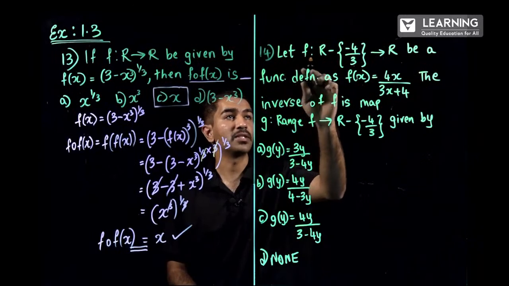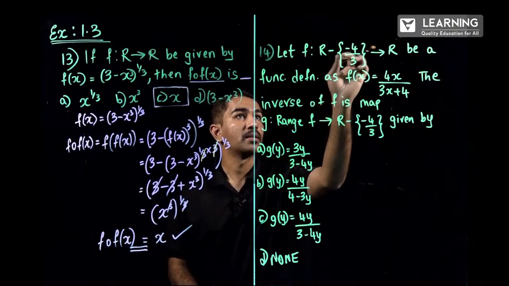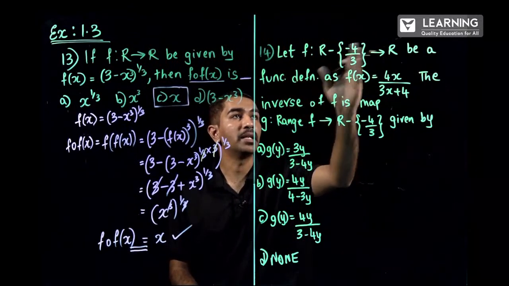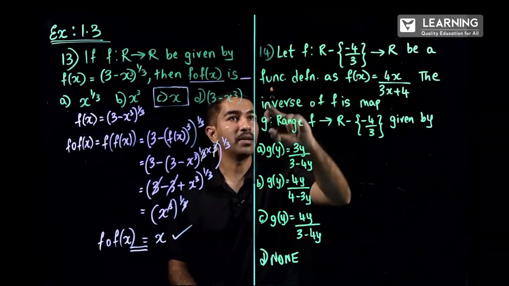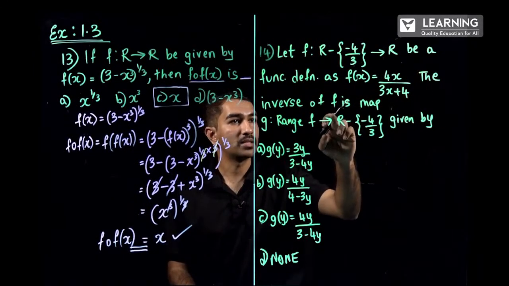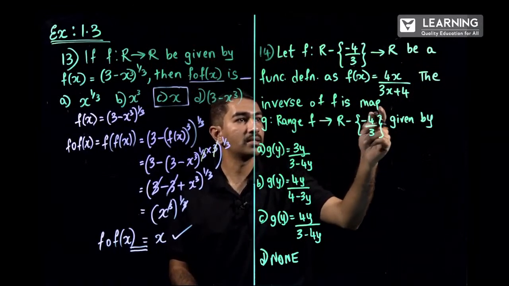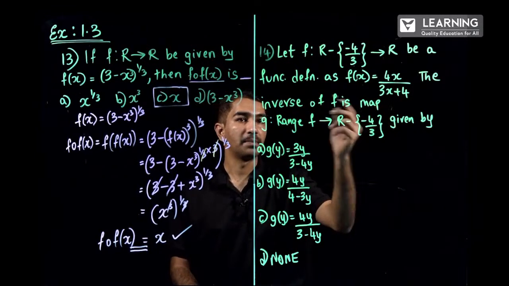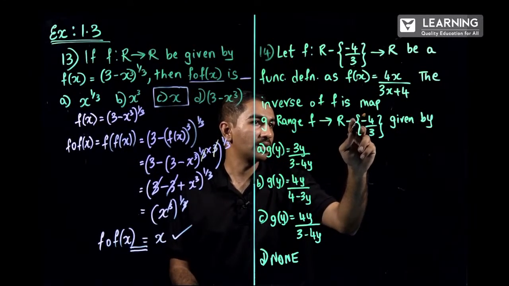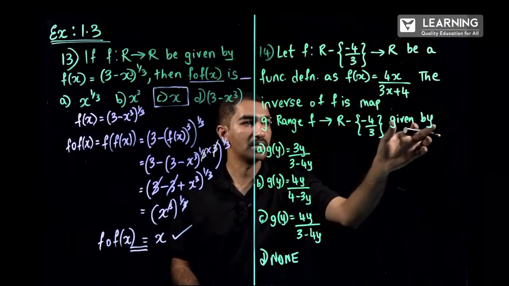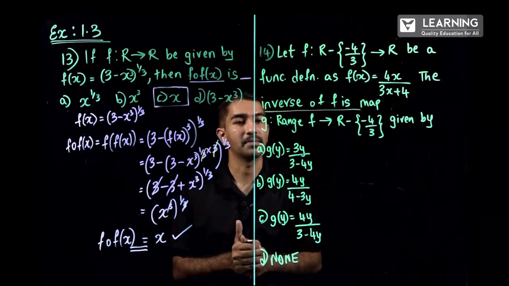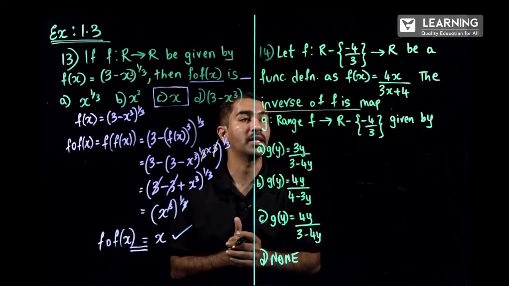So here they have given f from R minus 4 by 3, so what are we leaving here, students? Minus 4 by 3 we are eliminating, or we are not considering, to R be a function defined as f of x is equal to 4x by 3x plus 4. The inverse of function is map g such that range of f to R minus, so we are eliminating this again from the set of real numbers, given by. So basically they are asking what? The inverse of the function. Okay, they are asking. Alright, so how do we find out the inverse of the function again?